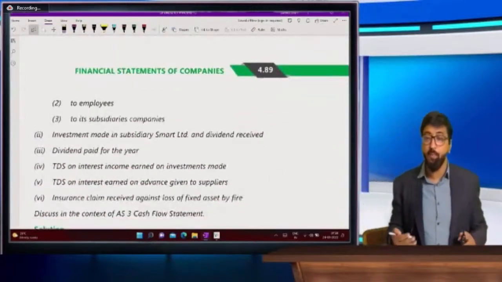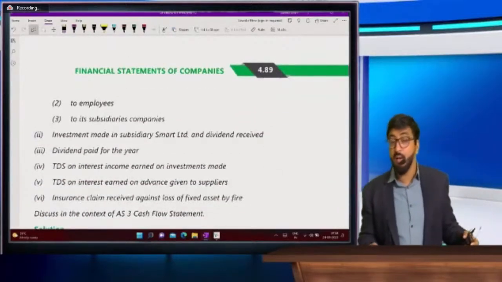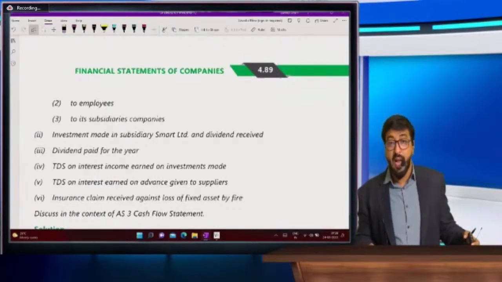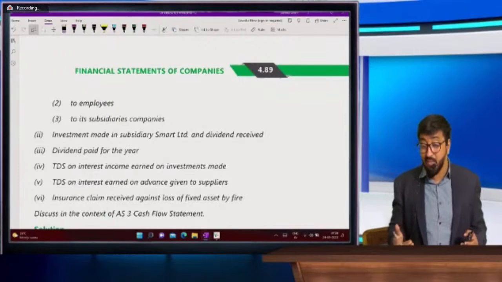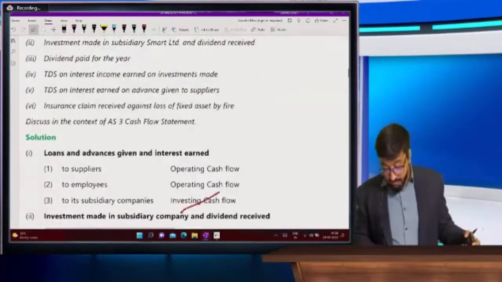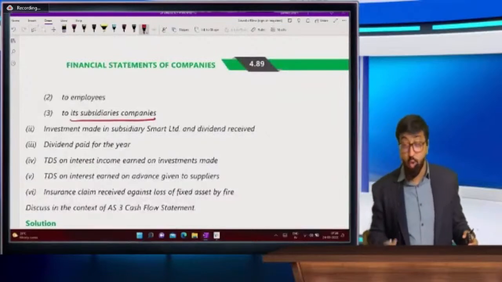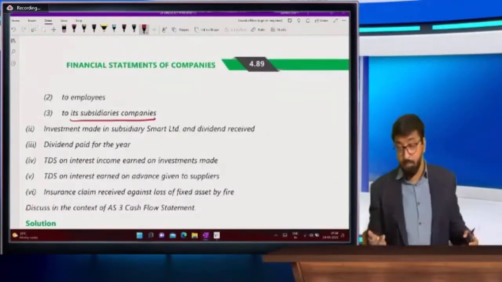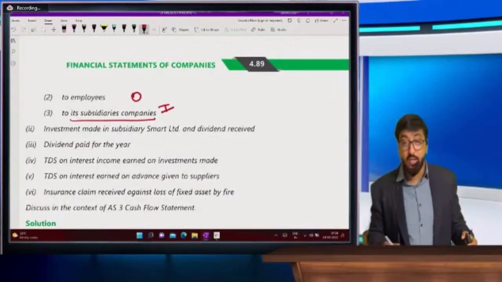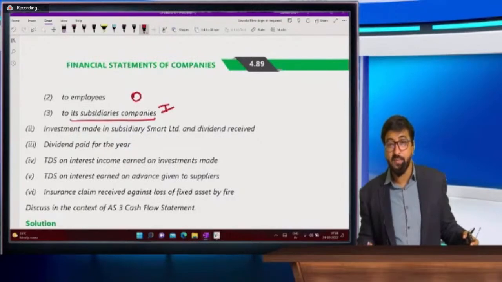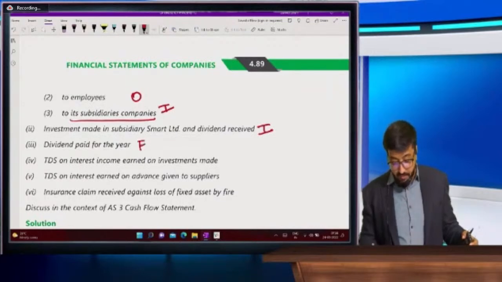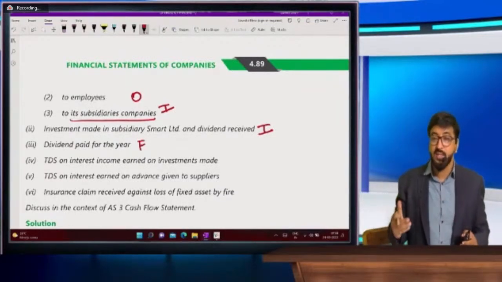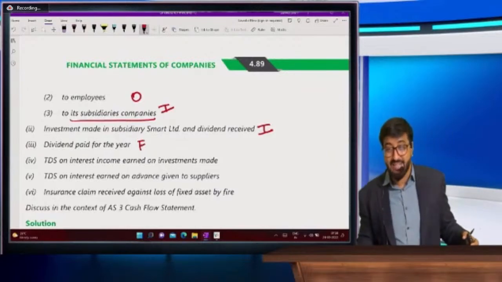Employees, beta: you are paying salary and all, so again employees are your operating items. And if a loan is given to a subsidiary company, subsidiary means investment, so this is the investing activity. So you have to see the source: for supplier and employee it will be operating, but if a loan is given to a subsidiary company and you are getting any interest, that is investing activity. Investment made in a subsidiary company and you are receiving dividend, so that is also investing activity. Dividend paid, sir, you already told us dividend received is investing activity, but at the same time dividend paid will be financing activity.